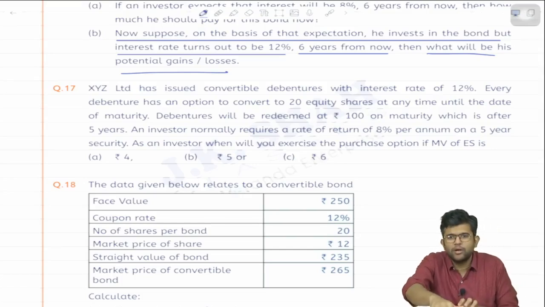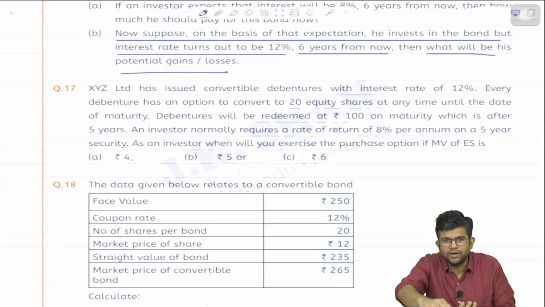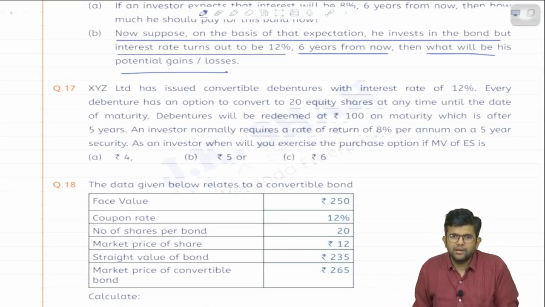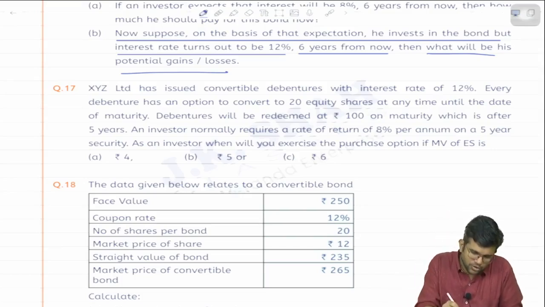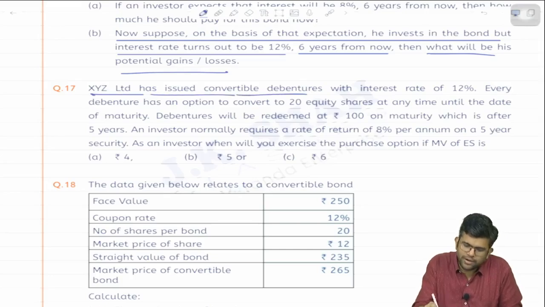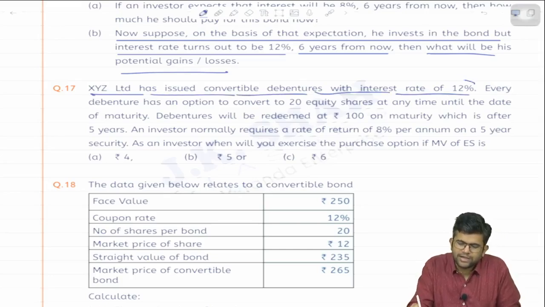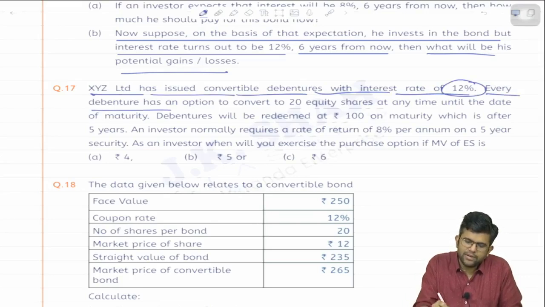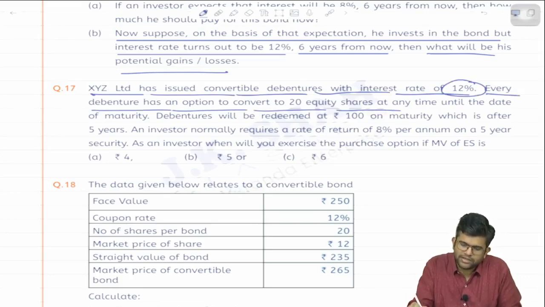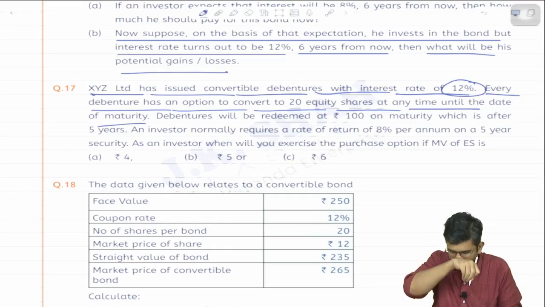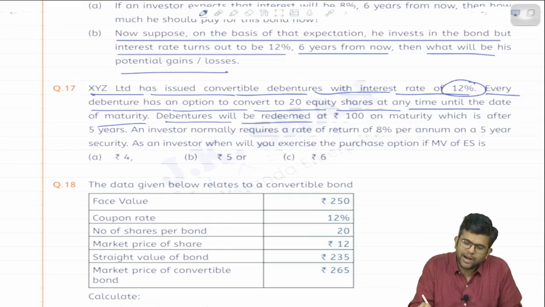Can I say this bond looks like an option to convert kind of a bond? You're understanding? Here you have an option. So XYZ issued convertible debentures with interest rate of 12%. Every debenture has an option to convert to 20 shares any time till the date of maturity. Debentures will be redeemed at 100 rupees on maturity, which is after 5 years.